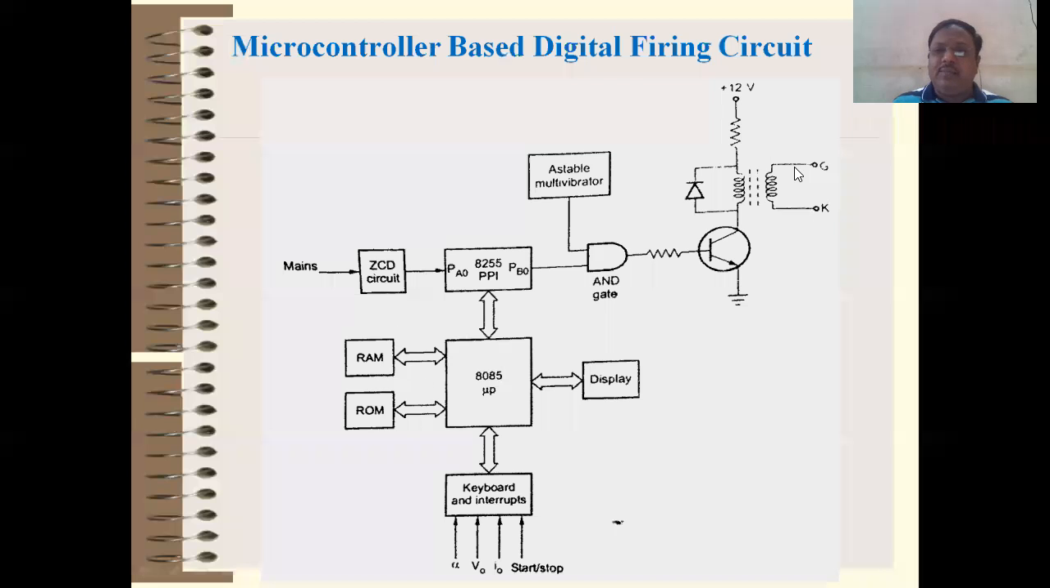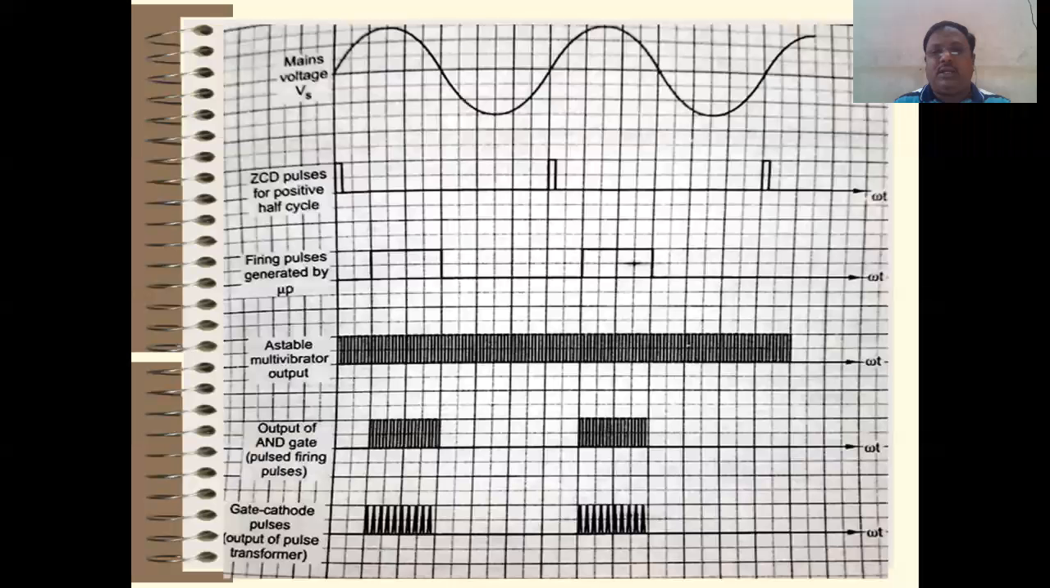So triggering pulses which are applied to the power devices must have sufficient amplitude and time period. Remember this, that is important. Now, with the help of this microprocessor and other circuitry, we can produce proper triggering pulses for the SCR, right? What happens exactly in this circuit? I'll explain with the help of the next slide.